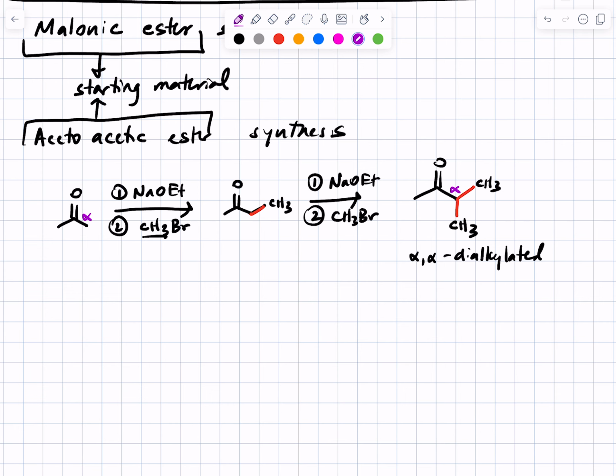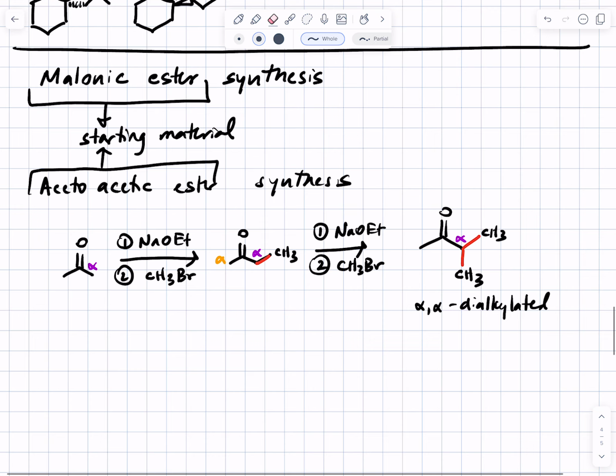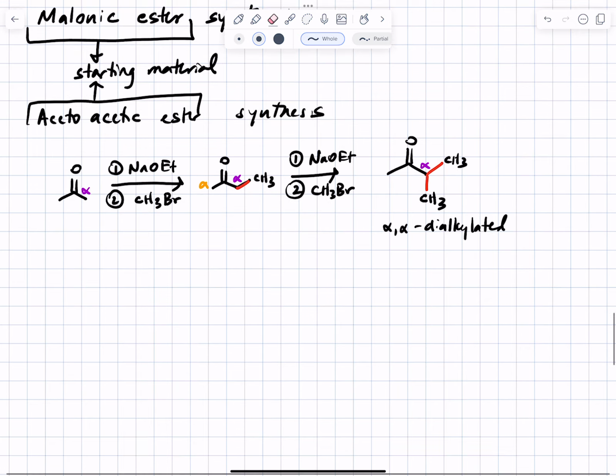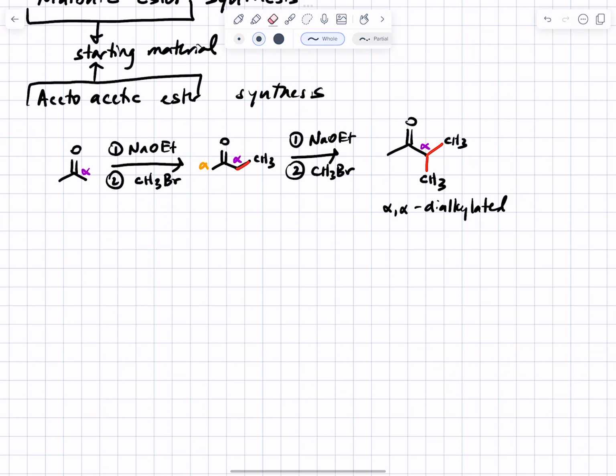But as I've tried to point out, sometimes the selectivity between the purple enolate and the orange enolate isn't as good as you might hope. And other times, you worry about the potential for your base to be a nucleophile and react with your alkyl halide. So a solution to that is these two strategies, the malonic ester synthesis and the acetoacetic ester synthesis. It's going to give you the same product, but we're going to use a different starting material.